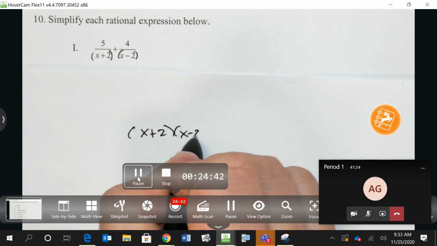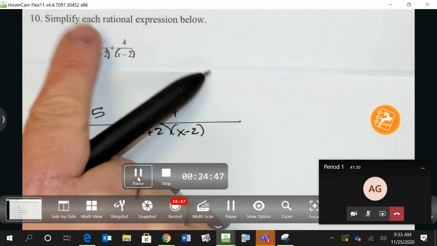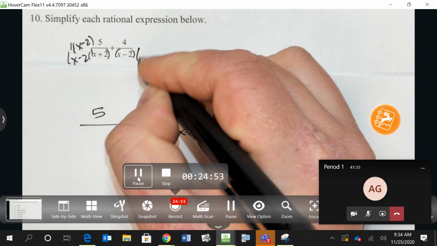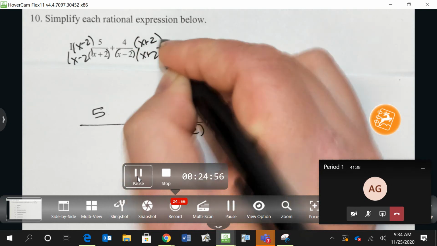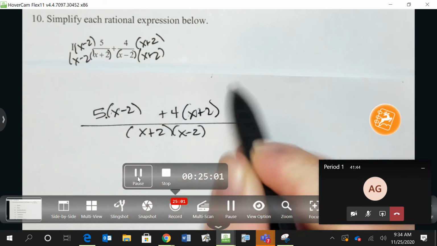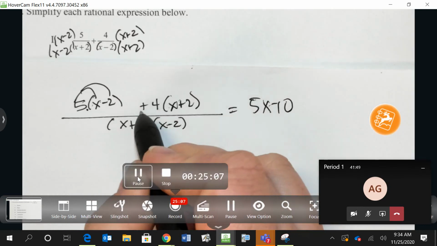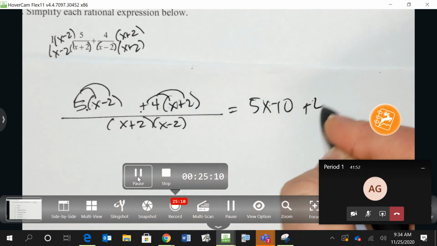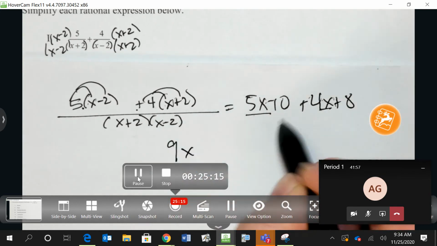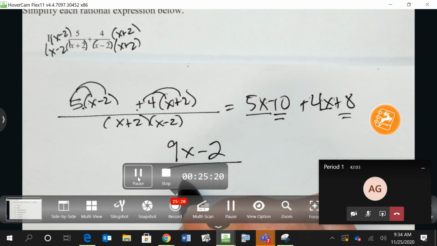So x plus 2 and x minus 2. Here's the 5, and here's the positive 4. Now, this side is missing an x minus 2. This side is missing an x plus 2. So to the 5, I'm going to attach an x minus 2. To the 4, I'm going to attach an x plus 2. Then I distribute, and I end up with 5x minus 10 plus 4x plus 8. When I combine, 5x and 4x is 9x, and negative 10 and positive 8 is negative 2. There's my numerator.